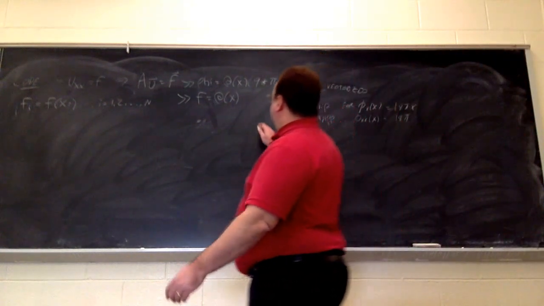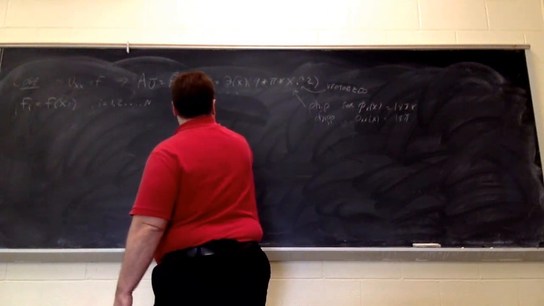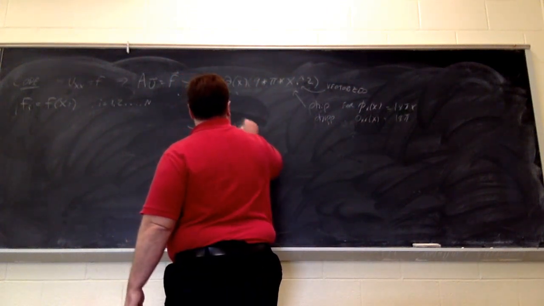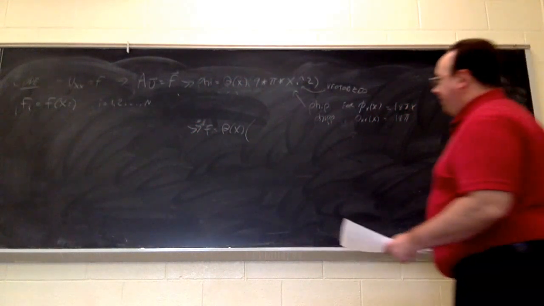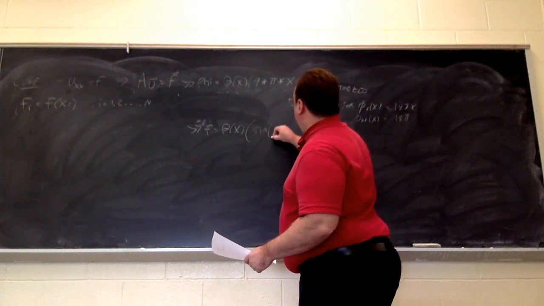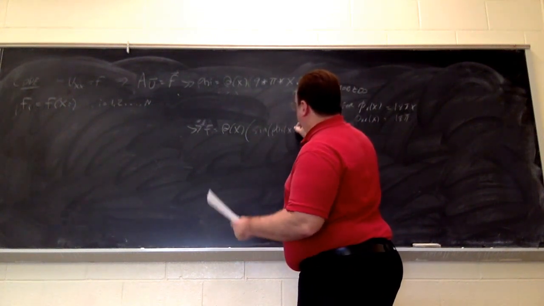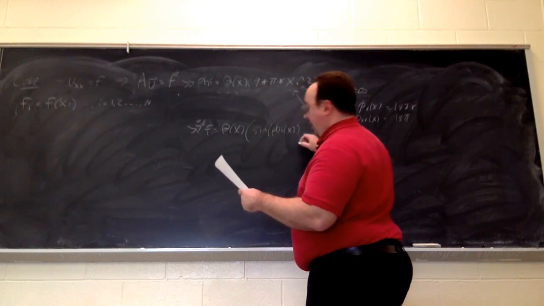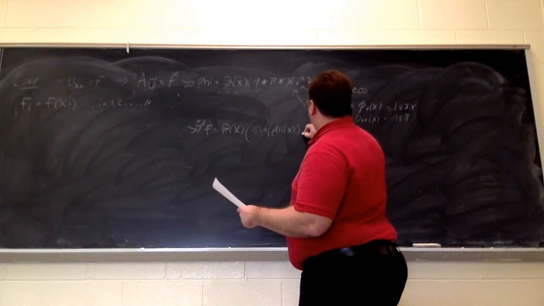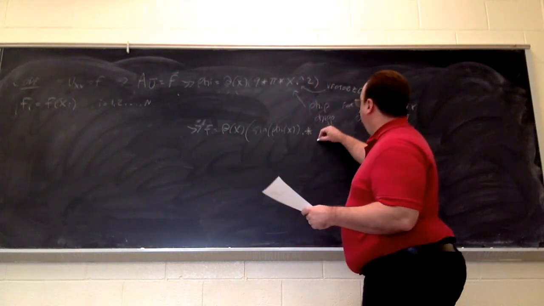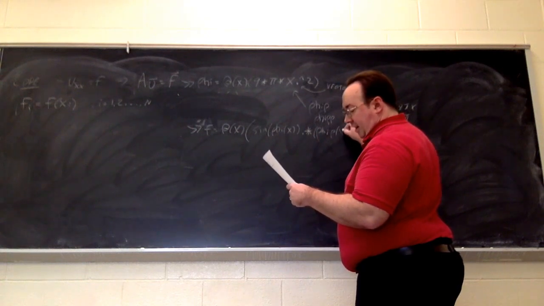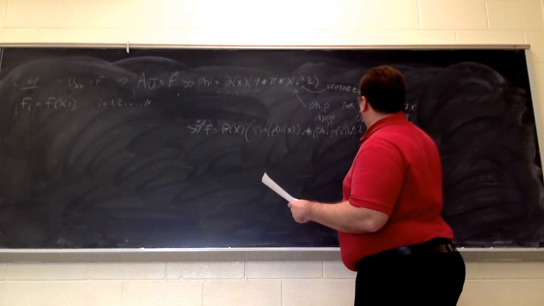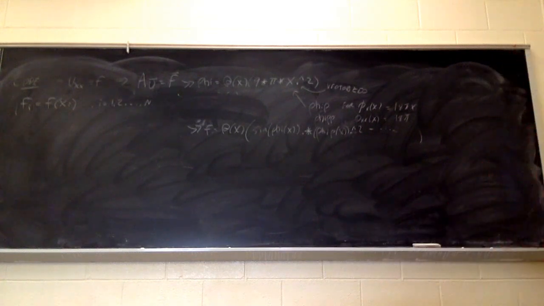So then f would also be a function handle, and it would go something like this: sine of phi of x, dot star, phi prime of x dot squared, minus, and so on. Again, it's vectorized, so it'll work on a vector as well as a scalar.